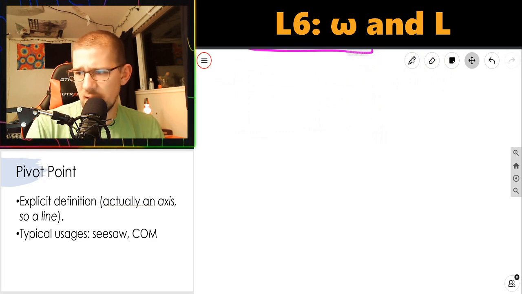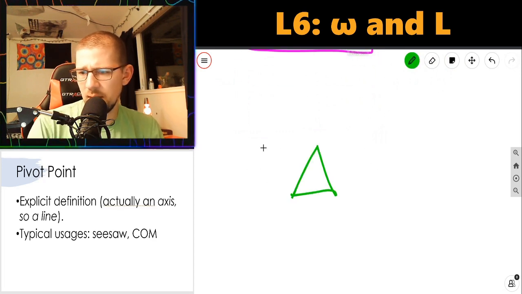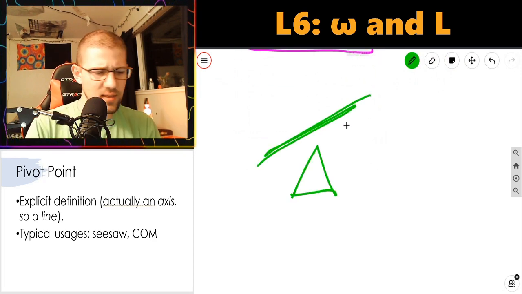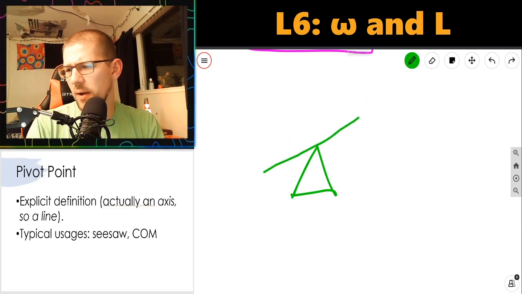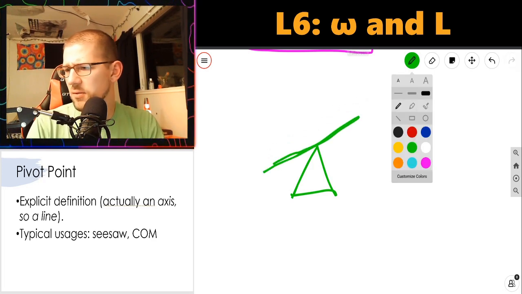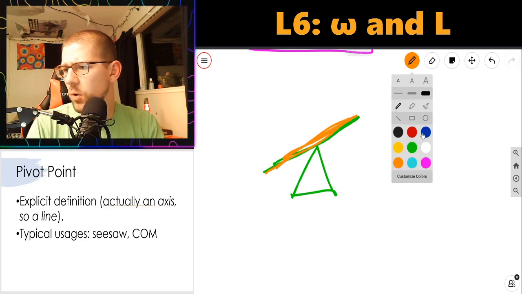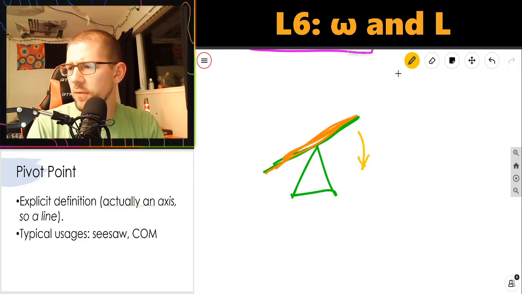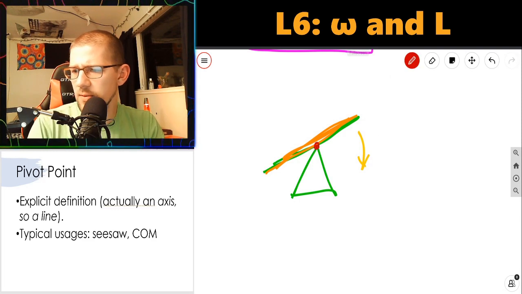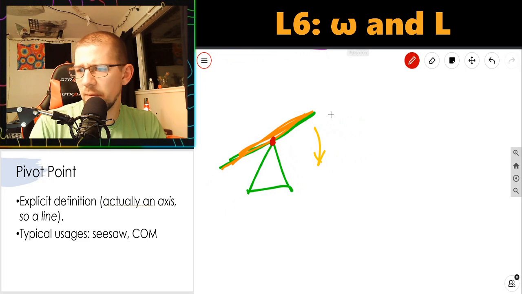So in that seesaw example from last time, all of the other points along this seesaw, along this orange board that I'm about to draw, move over the course of a rotation except for the pivot point. The pivot point is the thing that doesn't move. Another typical example of a pivot point, always good to mark with PP.